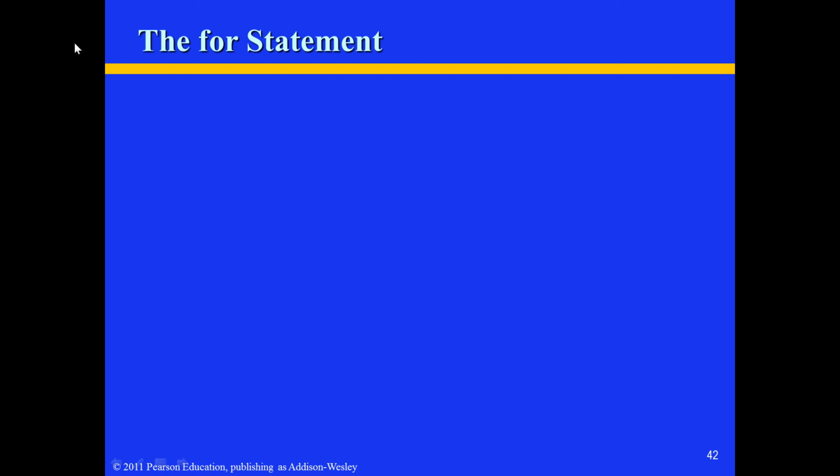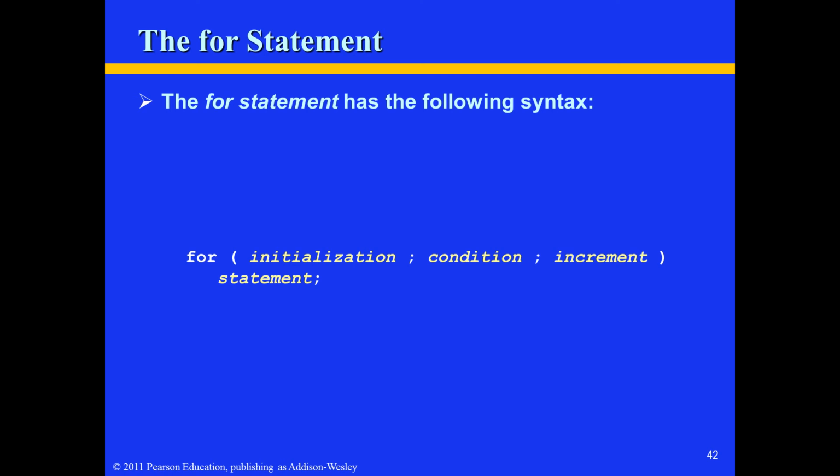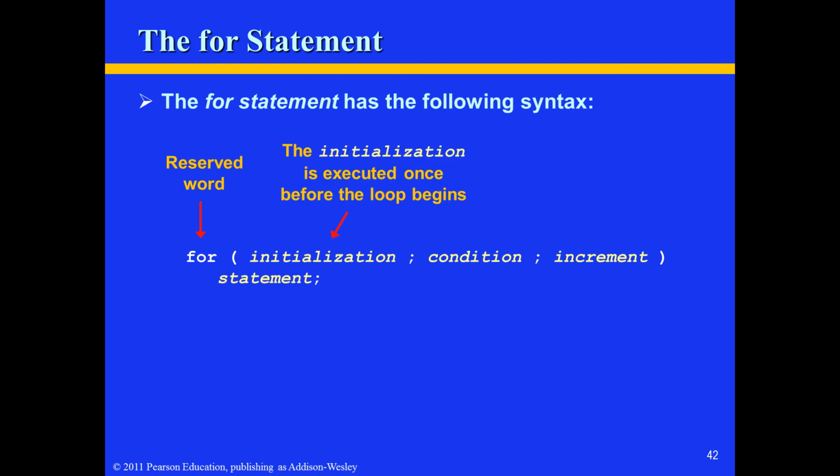The next type of loop that we need to have down is the for statement. The for statement has the following syntax. It's going to come in three pieces, not counting the body. We're going to have an initialization, a condition, and an increment. For is going to be a reserved word, so you won't be able to use that for any variables.